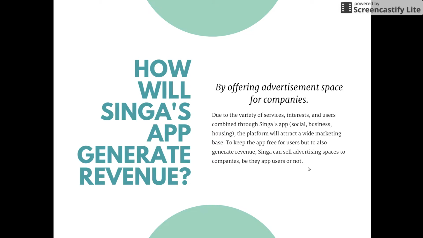The Singa app will generate revenue by offering advertising space to companies. Due to the variety of services offered on the app, the platform will attract a wide variety of companies. Advertisements could consist of small banners on the bottom of the screen as well as pop up ads. The use of advertisements will allow the app to be free to use for both volunteers and refugees, while also generating revenue for Singa and its goals.